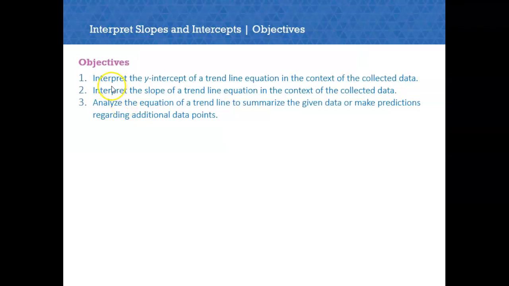Today, we're going to talk about interpreting the y-intercept of a trend line equation in the context of the collected data. We're going to interpret the slope of a trend line equation in the context of the collected data, and we're going to analyze the equation of a trend line to summarize the given data or make predictions regarding additional points.